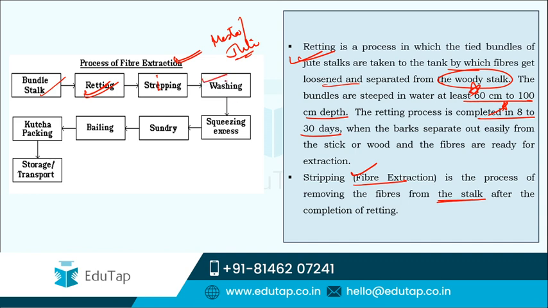Then that fiber is washed, the excess water in the fiber is squeezed out, then it is sun dried, then baled, that is tied in bales, in bundles, and kacha packing is done, and then it is sent for storage and transport or for various other value addition. So this is how it is done. Retting and stripping are part of the fiber extraction process.